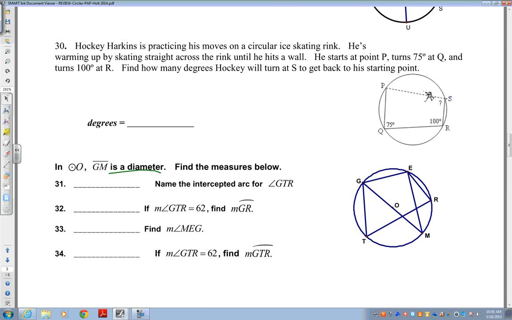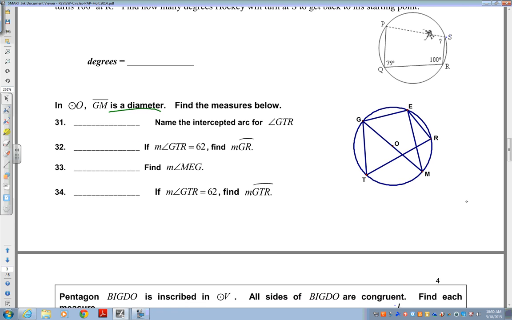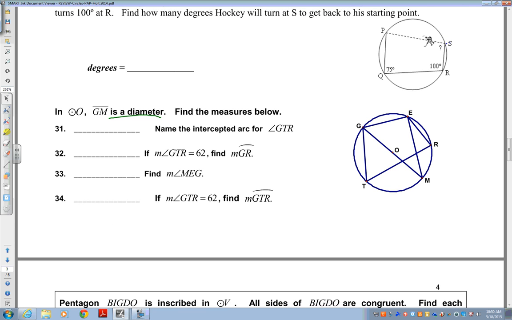All right. Sorry. Back to where we were. Yes, that's right. Do we have questions on this page? You should have got to this page. What number? 31. Name the intercepted arc for GTR. So I go from G to T to R. That's the inscribed angle. What is the intercepted arc?